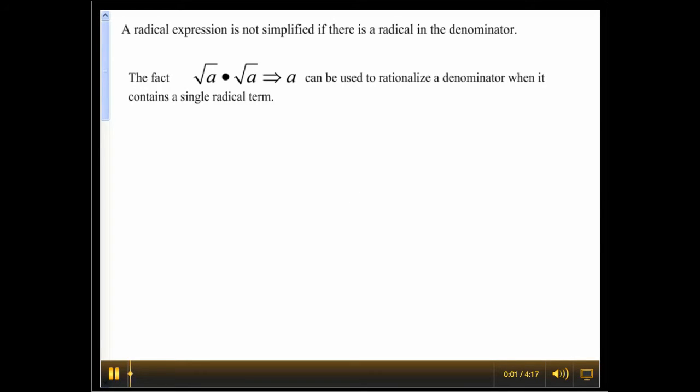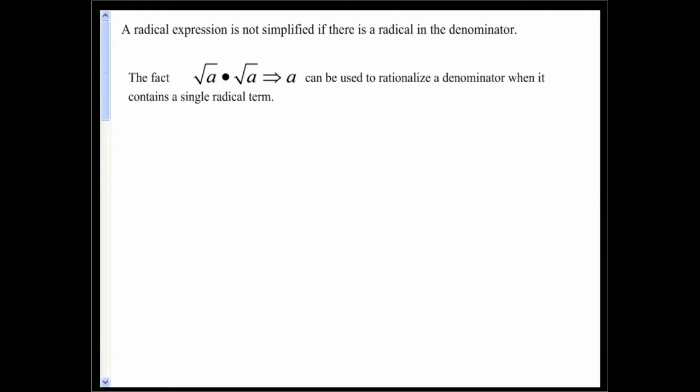A radical expression is not simplified if there is a radical in the denominator. The fact that the square root of a times the square root of a is a can be used to rationalize a denominator when it contains a single radical term. The first example is 1 over the square root of 2.